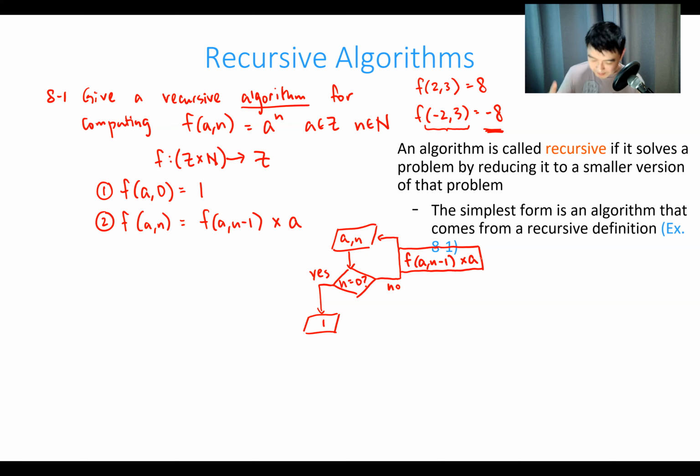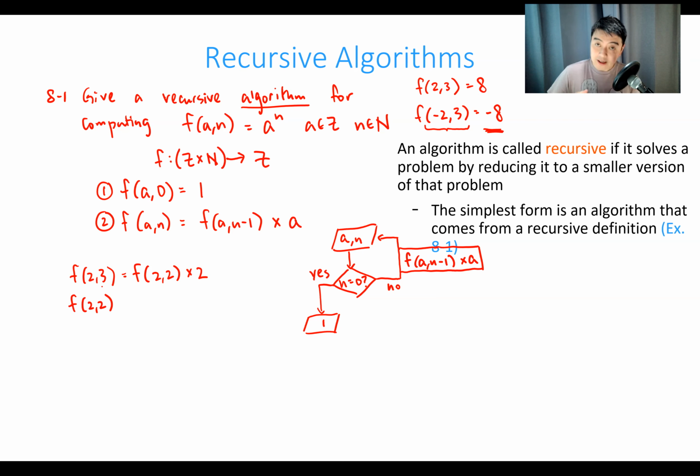Okay, so let's imagine that we're a computer and we're asked to find what is f of 2, 3. Now we have this formula here. We have this flow chart here that we can follow. So the first thing we're going to answer is, is n equal to 0? No, it's not. So what we're going to do is solve the problem f of 2, 2, which is n minus 1, and I'm going to multiply this by 2. Now, at this point, the computer is going to say, okay, I now need to solve a subproblem that is f of 2, 2.